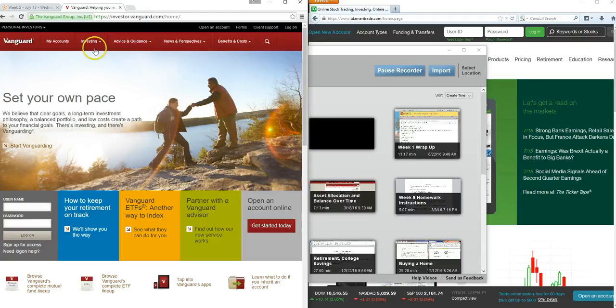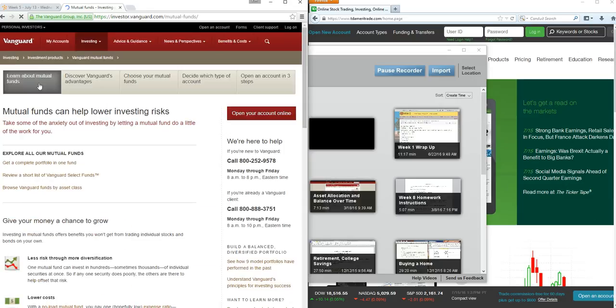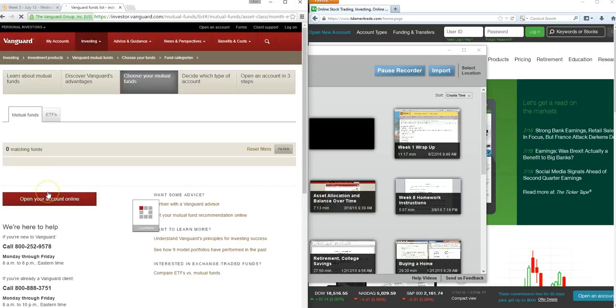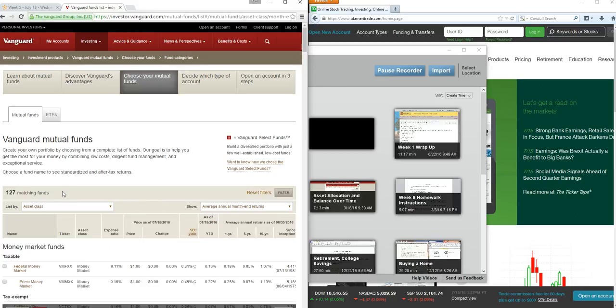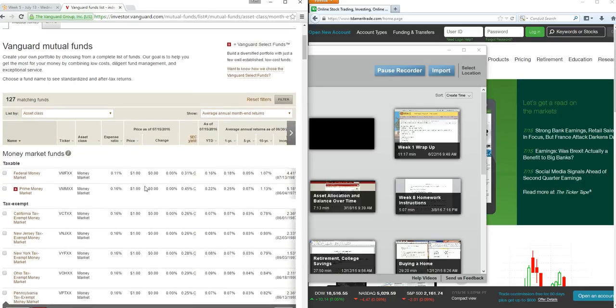So I go to the Vanguard homepage and I'm going to look under investing and I'm going to click on Vanguard mutual funds. Next, right here on this page, I want to tap on the link that says Browse Vanguard funds by asset class. Oh, cool. I'm going to wait a second, and what we're going to see is a listing of all of the mutual funds offered by Vanguard.